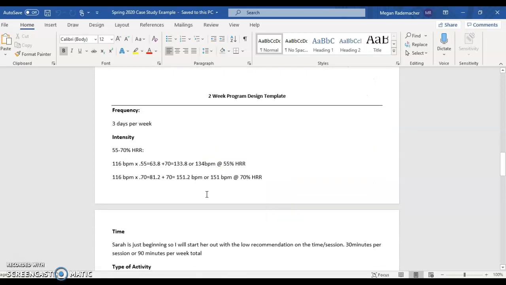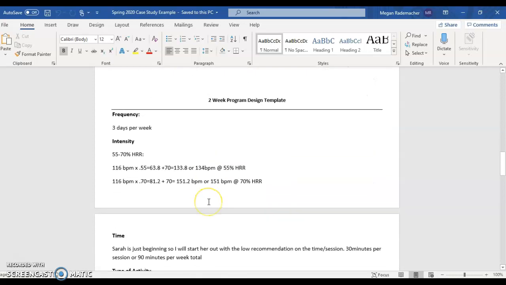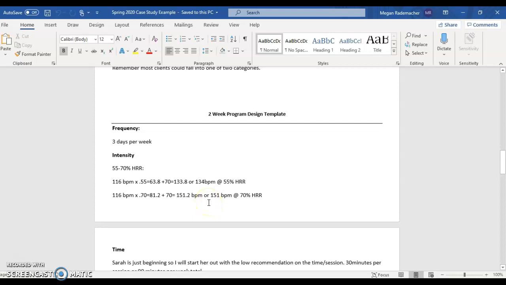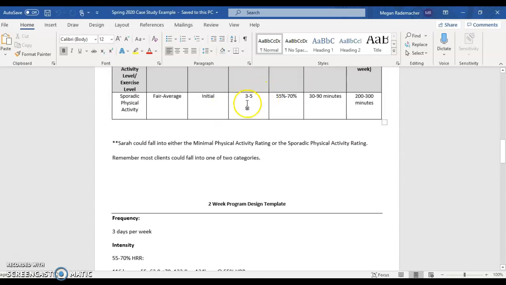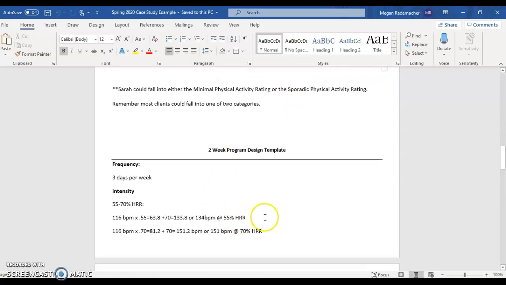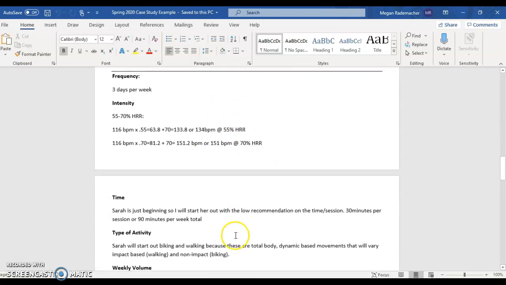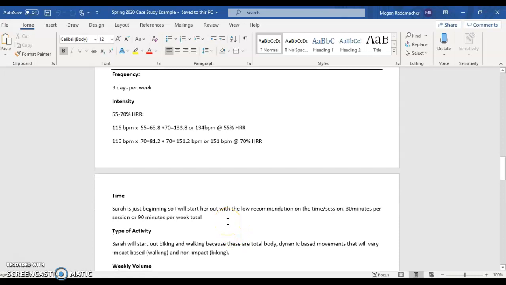So then you will begin to design that 2-week program for your client. Sarah told us that she only has 3 days a week to exercise. So the frequency we're going to give her, in accordance with what ACSM recommends, is 3. ACSM recommends 55 to 70% of heart rate reserve, so you're going to find that out for your client. Do the math. Sarah will start out at 30 minutes per session, or 90 minutes per week total.